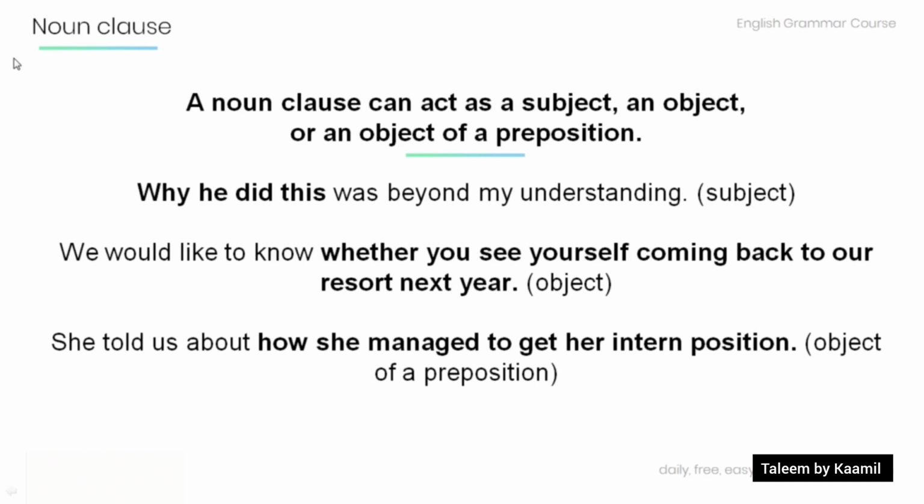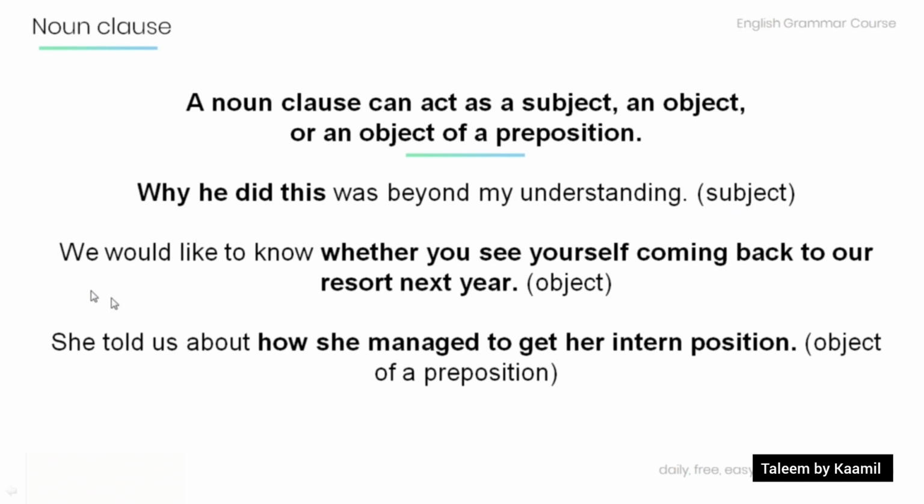Now, a noun clause can act as a subject, an object, or an object of a preposition. Have a look at the examples below. Why he did this was beyond my understanding. Now, the noun clause, why he did this, in the sentence acts as the subject of the sentence.